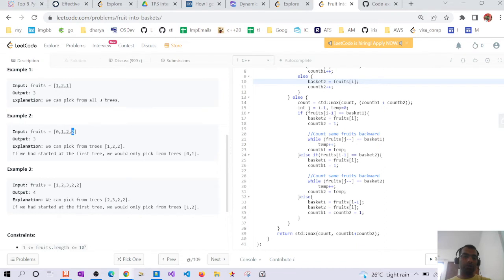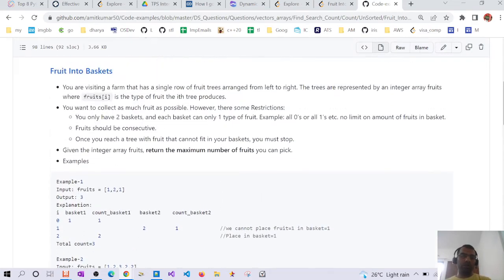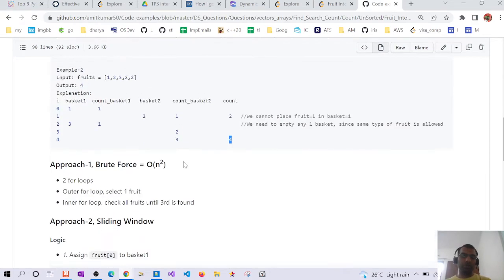Then again we'll play 2 in basket 1 again. So total count becomes 3 here. Okay. So now there can be two approaches to it. So first approach is the brute force approach.